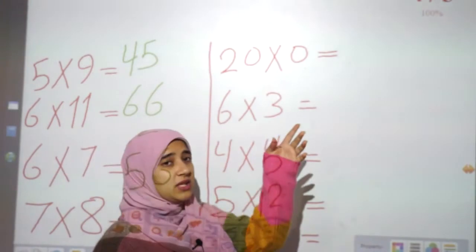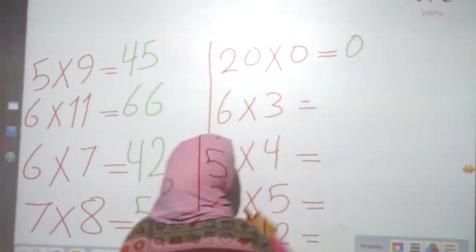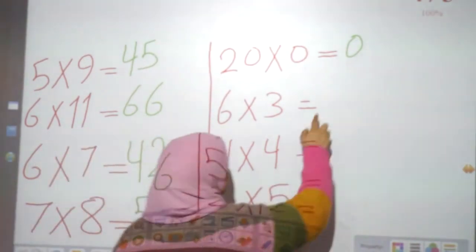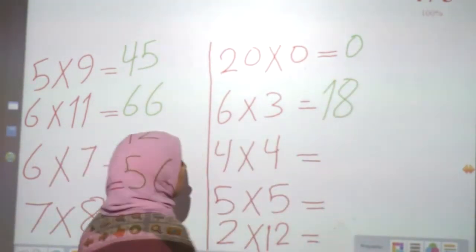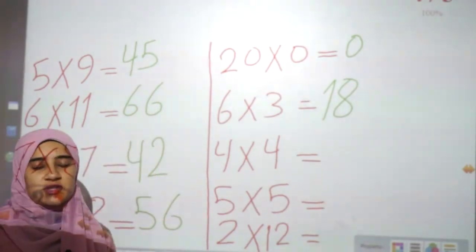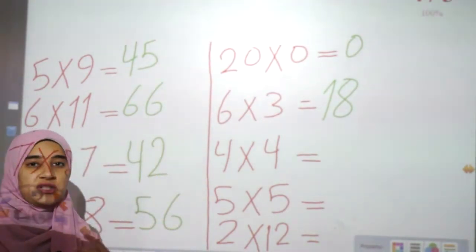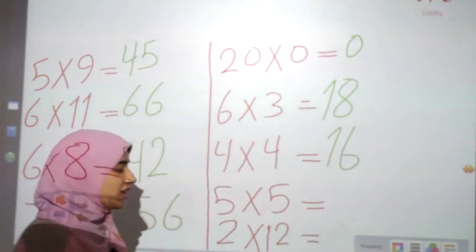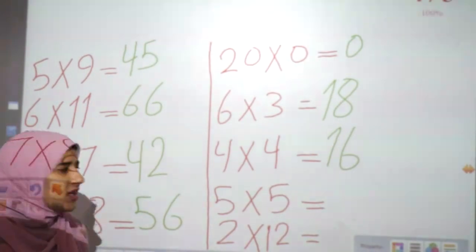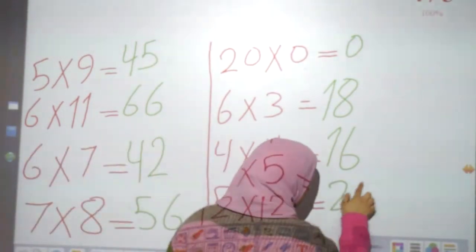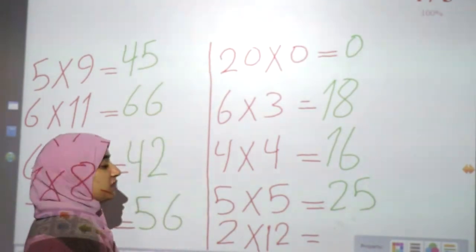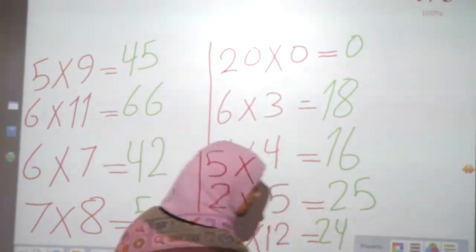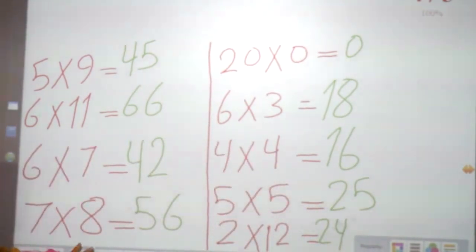20 times 0, give me? 0. 6 times 3 or 3 times 6, it will be the same answer, 18. Excellent. 4 times 4 equals 16. 5 times 5, all of you know it. It's very easy. 25. 2 times 12 equal? Excellent, 24.